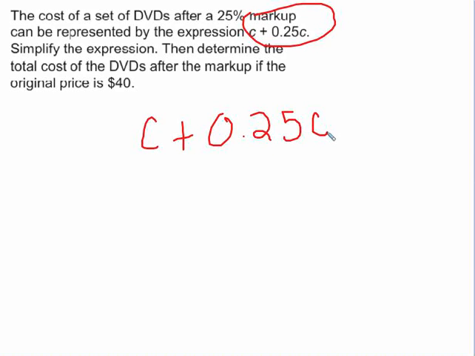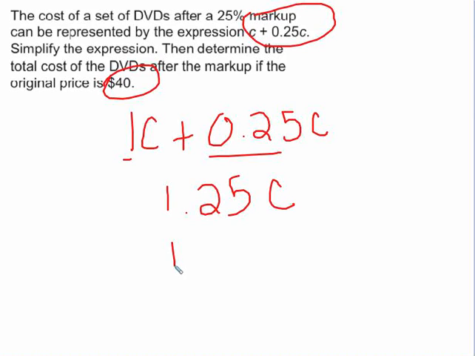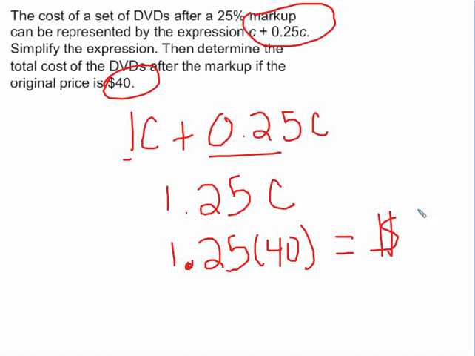0.25C. I know that I have 1C and 0.25C. So again, I add my coefficients to get 1.25C. So if $40 is the cost, that's going to be what I replace C with. So 1.25 multiplied by 40, that's going to equal $50 for my final answer. That's all they're asking you to do in this problem.